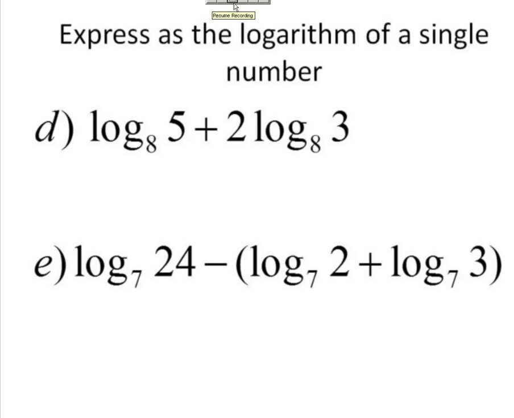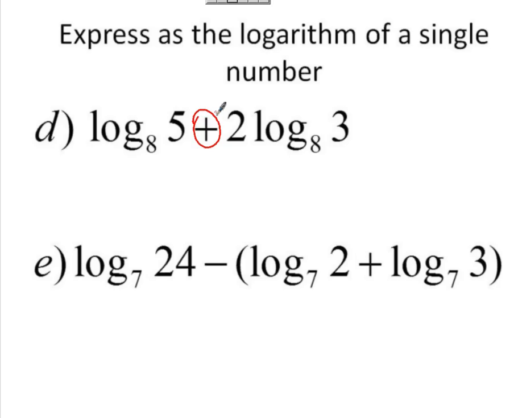Express the logarithm as a single number. I'm sorry, express the logarithm of a single number. What that means is go in the other direction. If we know that we're adding a couple of logarithms here, well, we know that we can probably form a product somehow, right? That would help us condense down to a single logarithm.